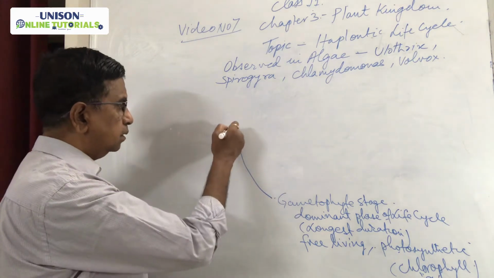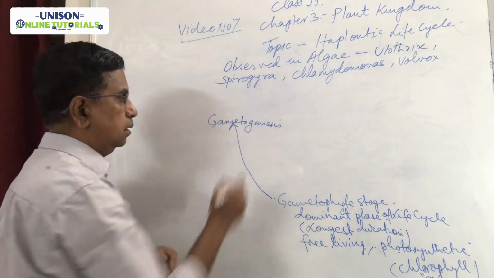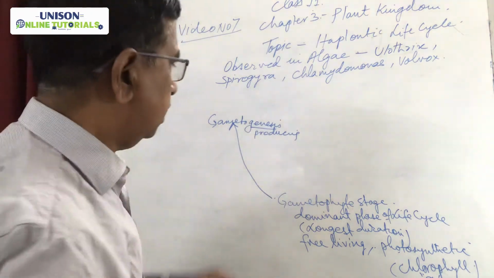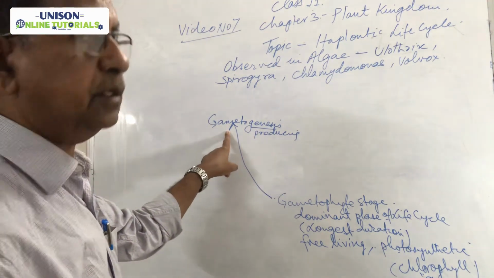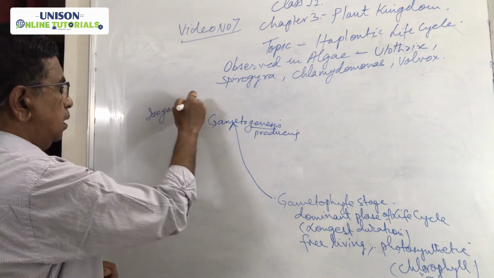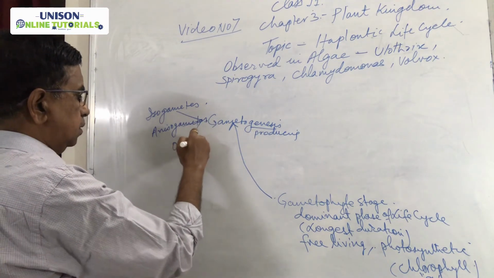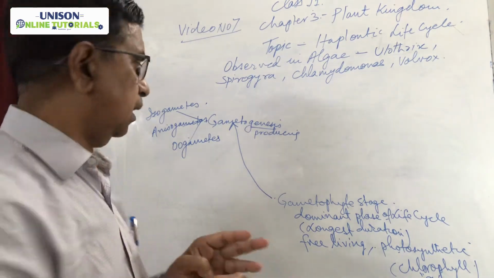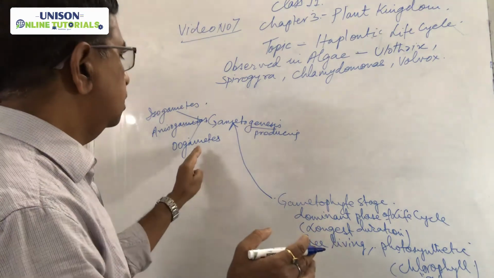Now this gametophyte undergoes gametogenesis. Genesis means producing, and the gamete producing process is known as gametogenesis. So gametophyte produces gametes, which is known as gametogenesis. There are different types of gametes: isogametes, anisogametes, and oogametes. If the gametes are similar, they are known as isogametes. Different, they are known as anisogametes. And if one is large and immotile, the other is small and motile, that is known as oogametes.